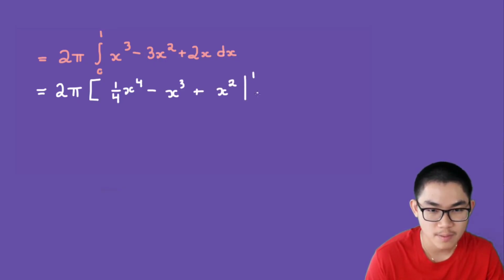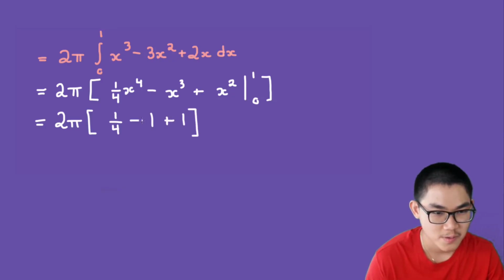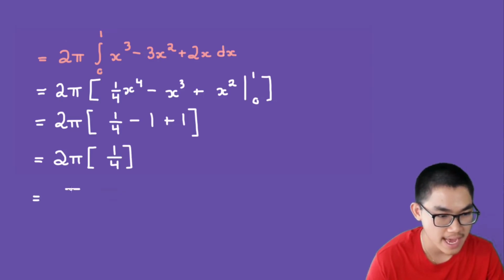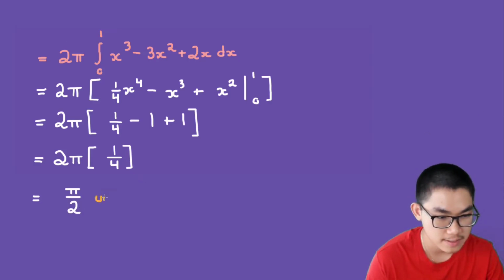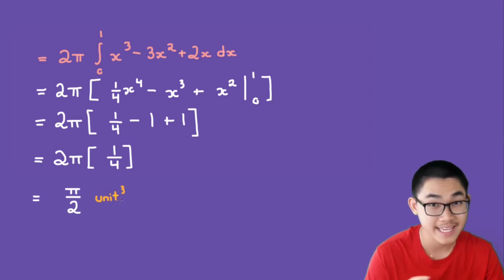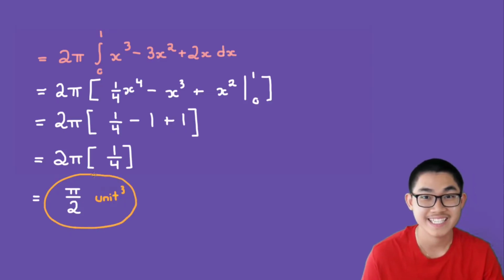Now the limit goes from 1 to 0. And we've got to substitute these numbers into our formula. So if you substitute it, you will get 1 over 4 minus 1 plus 1. We know that this is going to be 0. So this will be equal to 2 times pi times 1 over 4. And the answer will be pi divided by 2. So you can leave it the way it is, or you can say units to the power of 3. It's completely up to you. But this number right here is the volume of our 3-dimensional object.